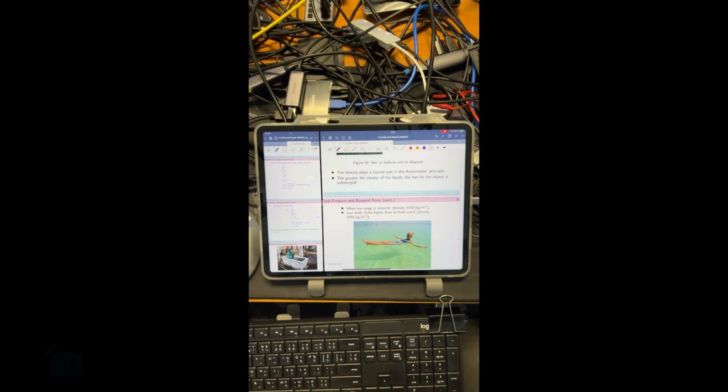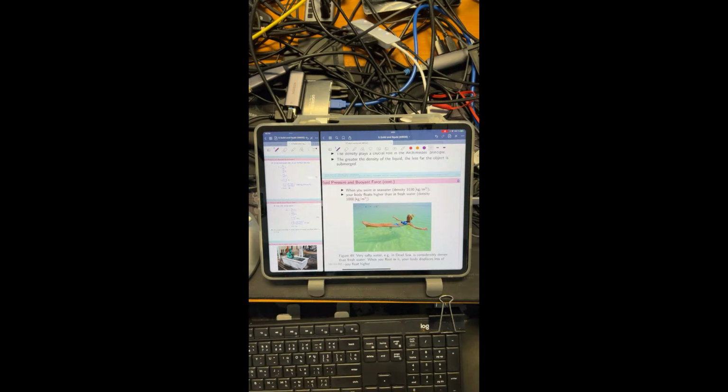For example, when you swim in sea water, it has a density of about 1030, a little bit denser than pure water, right? Your body floats higher than in fresh water, which has a density of 1000 kilograms per cubic meter. For example, this figure was taken by someone on the internet, and I picked it up because I have never been to the Dead Sea, which is on the border between, I don't know, Israel and Jordan or something like that.